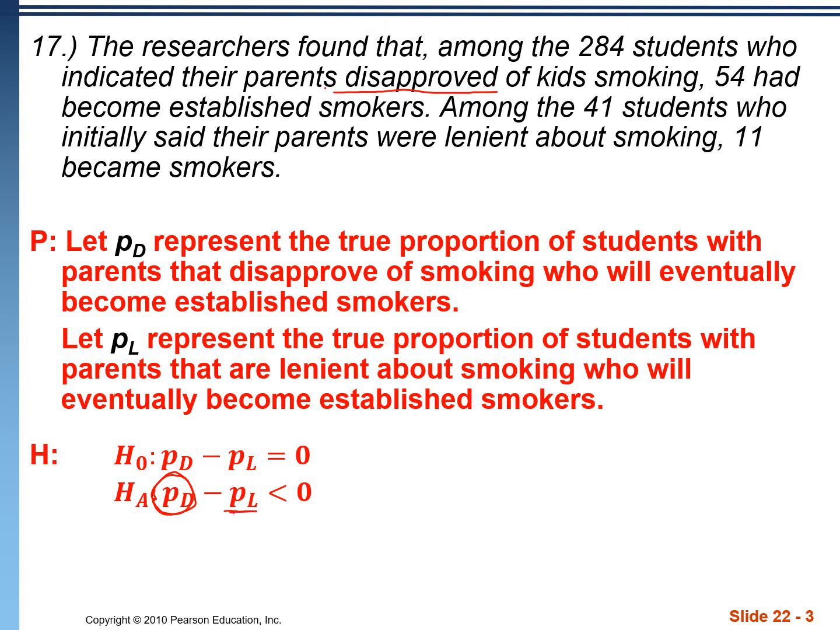Think about it like this. If we move this to the other side by adding that P sub L to the other side, we would end up with this equation. Okay, the disapproving parents group is less than the lenient parents group.